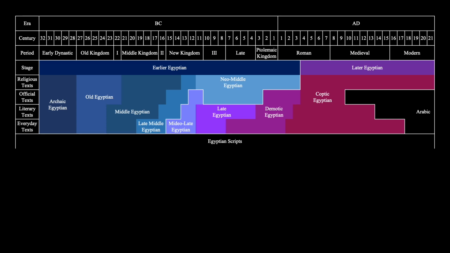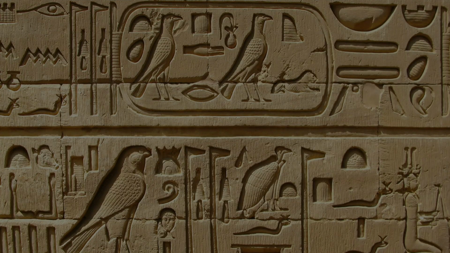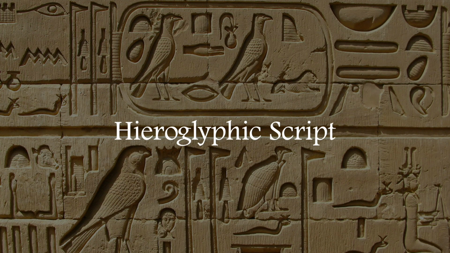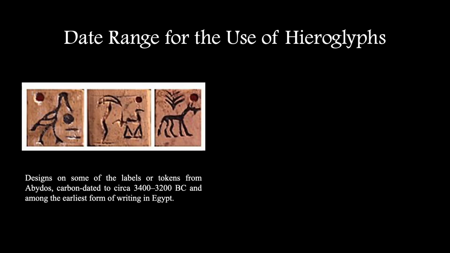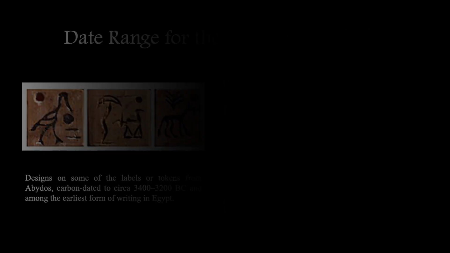Now that we have covered the spoken stages of the language, let's take a deeper look at the written forms of Egyptian. The oldest, most well-known, and longest surviving of the Egyptian scripts is hieroglyphic. The earliest forms of the hieroglyphic script are dated to about 3200 BC, and the last known hieroglyphic inscription, known as the Graffito of Esmet Achum, was carved by a pagan priest in 394 AD.